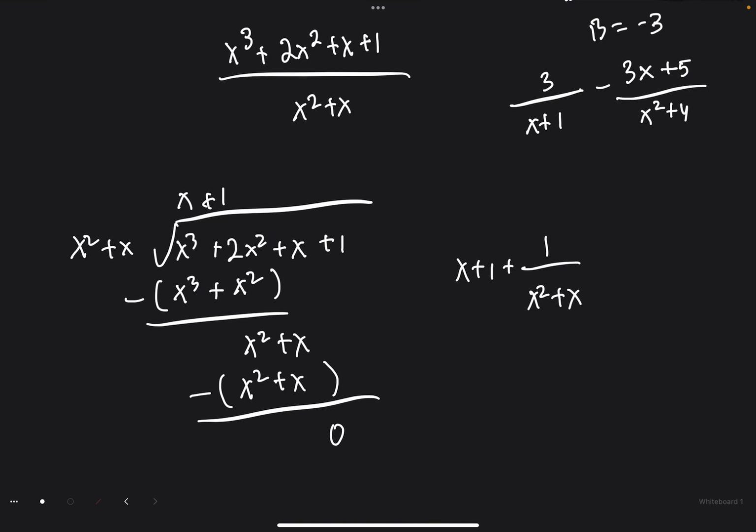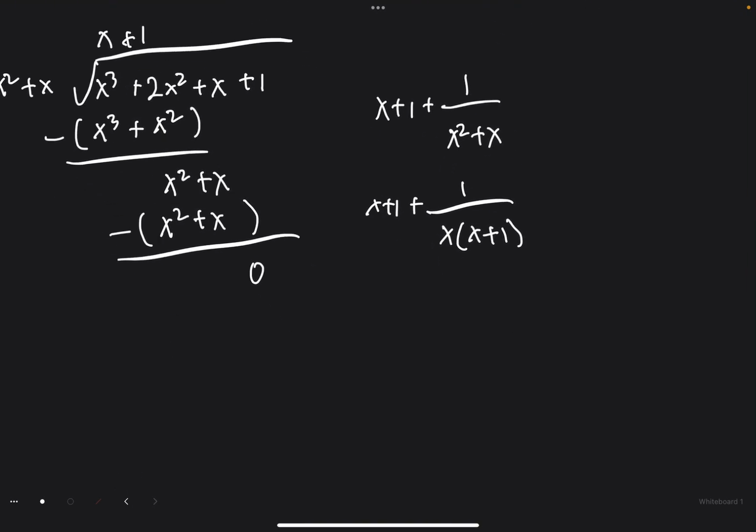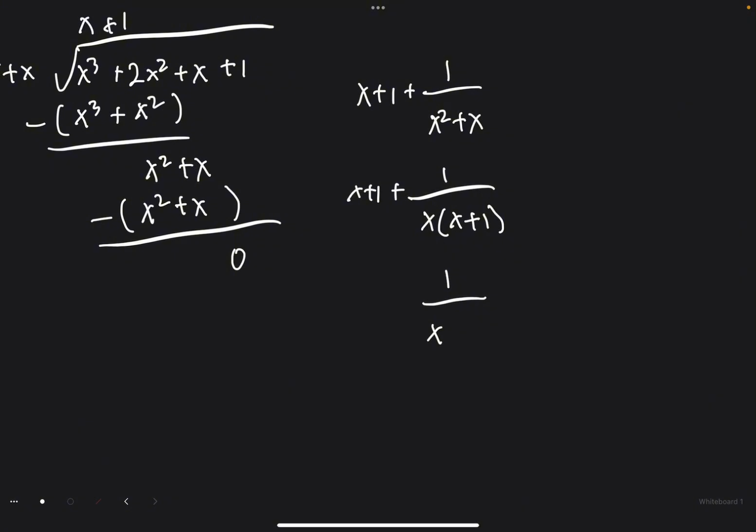So you could factor this out. So you could say 1 over x times (x plus 1). So that makes it really easy. And so that would just mean that 1 over this value here would be a over x plus b over x plus 1. And that's your typical partial fraction.